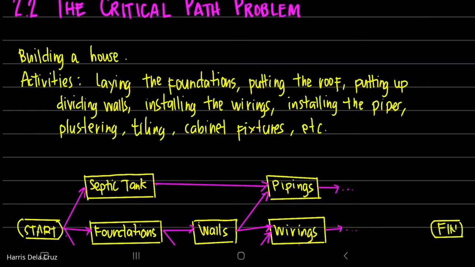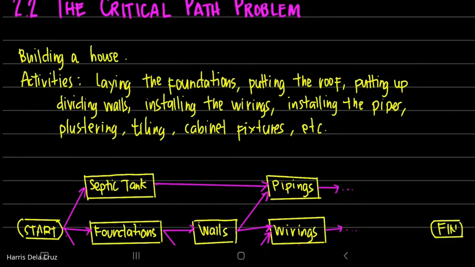So, building a house requires several different activities, like laying the foundation, putting the roof, putting up the wall, installing the wirings, installing the pipes, plastering, di ba? Tiling, cabinet fixtures, etc. So, if you have an idea on how to build a house, yan yung mga iba't ibang activity. And those activities, some of them are dependent on finishing one of the activities first before you can start the next activity.